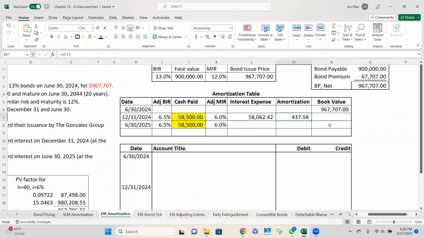Now, do I need to add or subtract? Take a look at this number you have here. This is the book value. You want your book value to end up to be the face value. So in this case, we need to subtract.